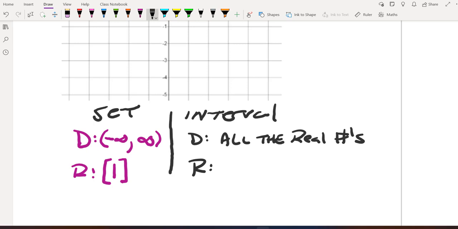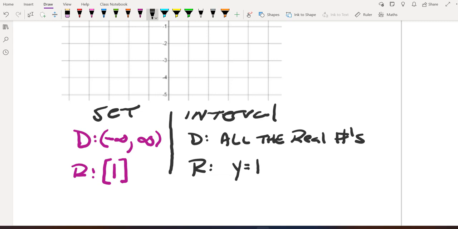Right? Since we don't have a range of numbers, our range can only be one number. So we just write down y is equal to the value of 1. This is not less than 1, it's not greater than 1. Y can only equal 1. Okay?